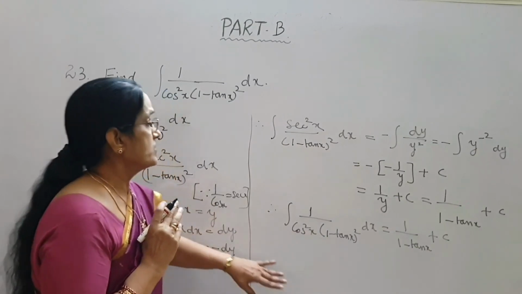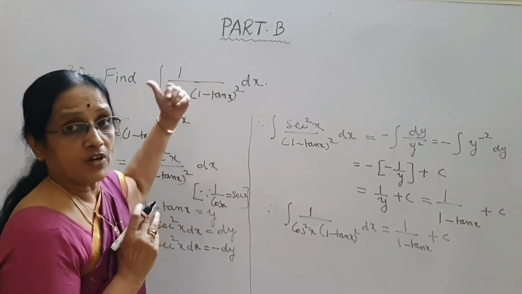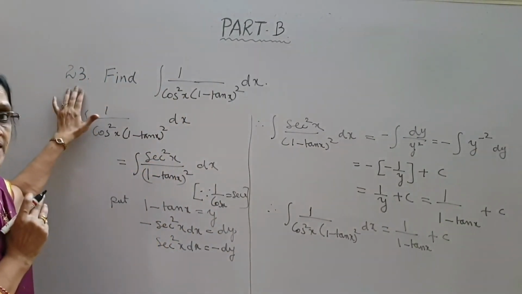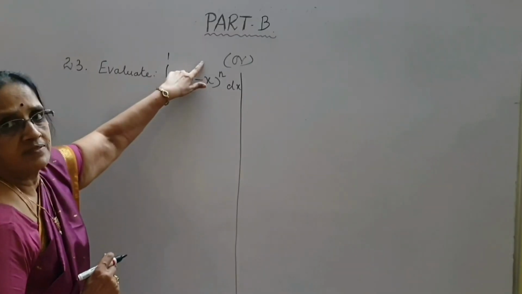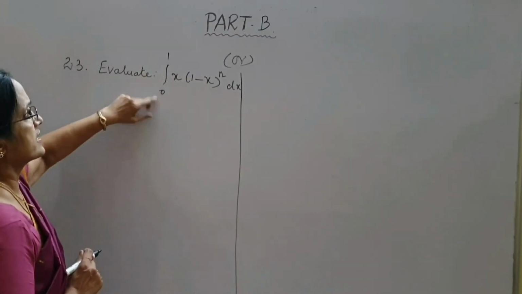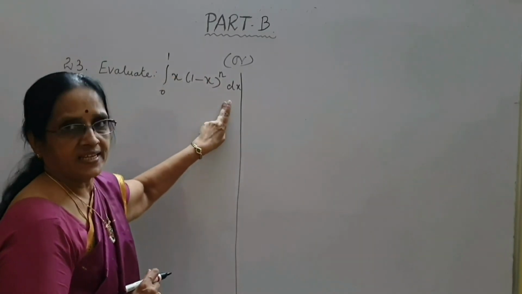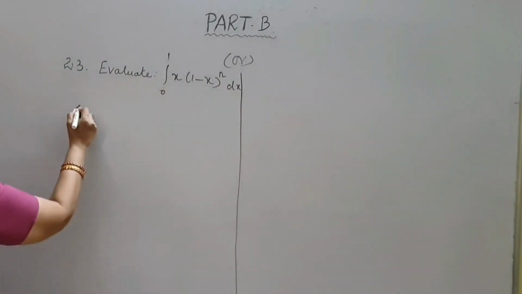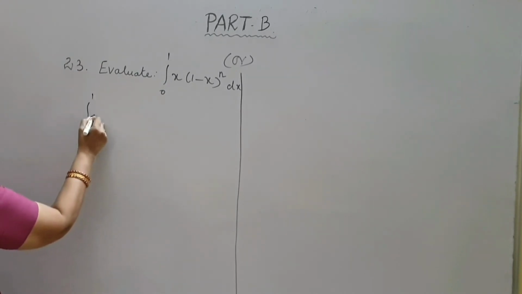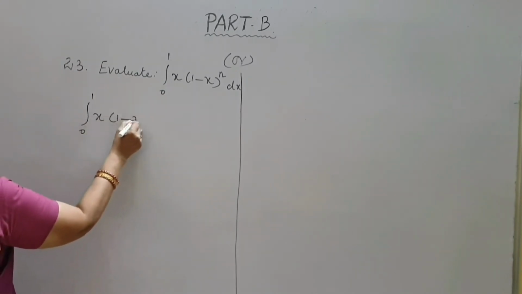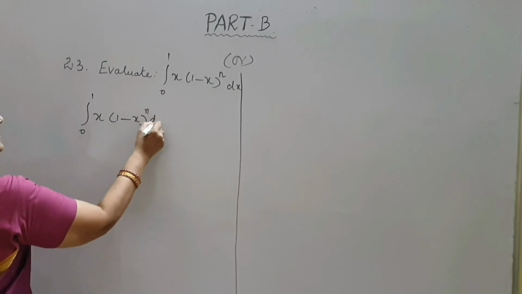Okay, we will move on to the choice question. There is one choice question for this question number 23. Let's do it now. The choice question. Evaluate integral 0 to 1 x into 1 minus x the whole power n dx. So, integral 0 to 1 x into 1 minus x the whole power n dx.